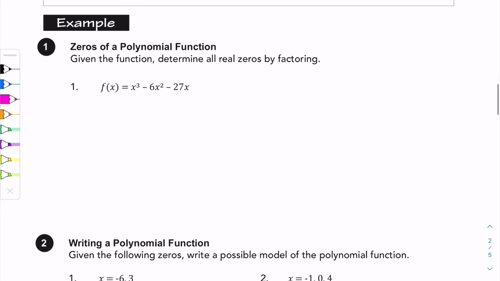For example 1, it says, given the function, determine all real zeros by factoring. Okay, we have a function that is f of x is equal to x cubed minus 6x squared minus 27x. So the first thing that I need to do in order to find my zeros is set the function equal to 0.